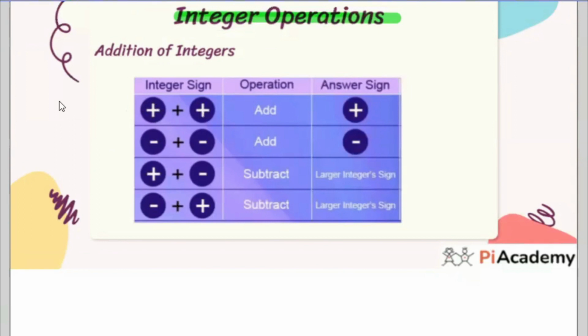But the condition is what? The first number should be positive and the next number should be positive. So what do you have to do? You have to add them, and the answer will have the plus sign only, because the answer is 16. In the first line of the table, if you add two positive numbers, you will get a positive answer.